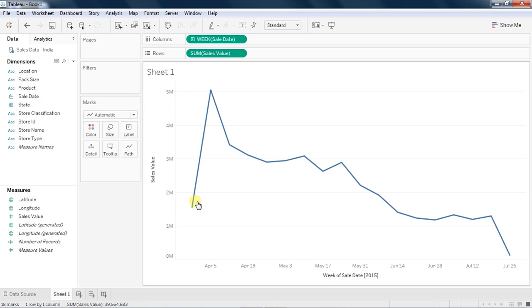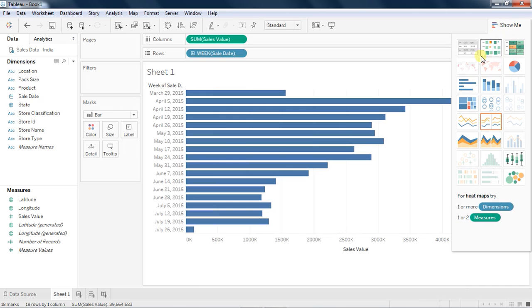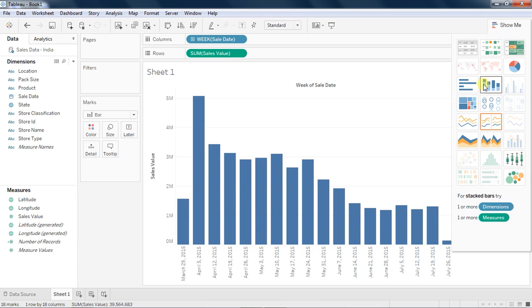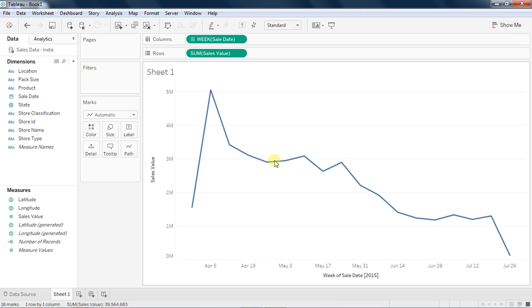Okay, so it started with this, then it had a spike, and then it gradually dies down. So the trend is pretty clear. But if I show you in a bar graph, or let's say this one, it's a little difficult to understand the trend. So for any variables you want to plot against time, always use a line chart. It is always recommended. Okay, so lesson number 1.